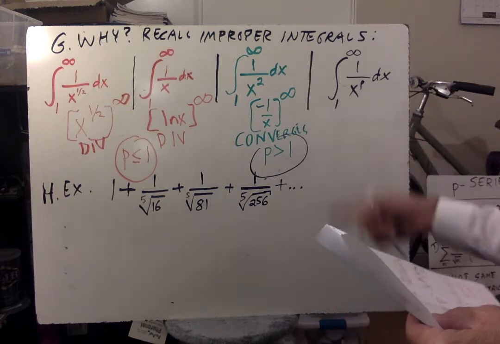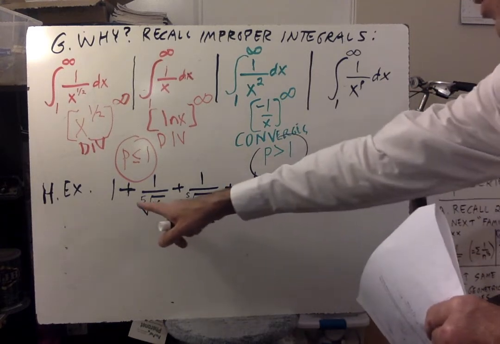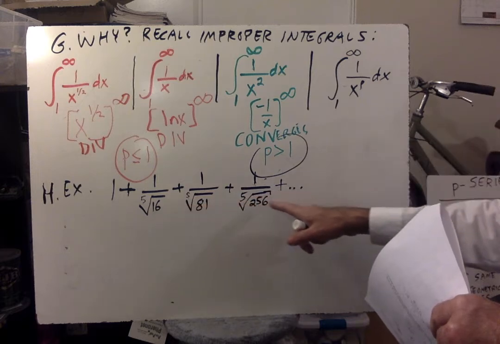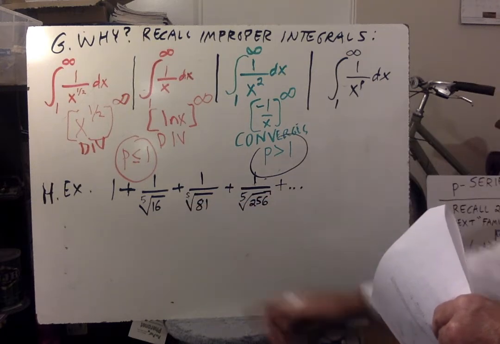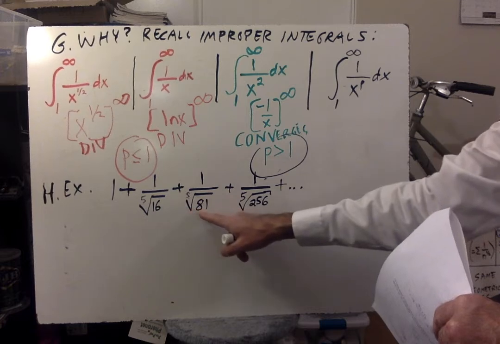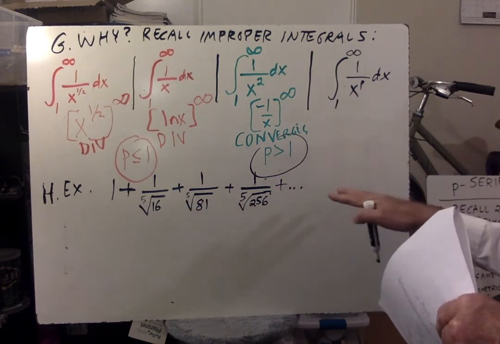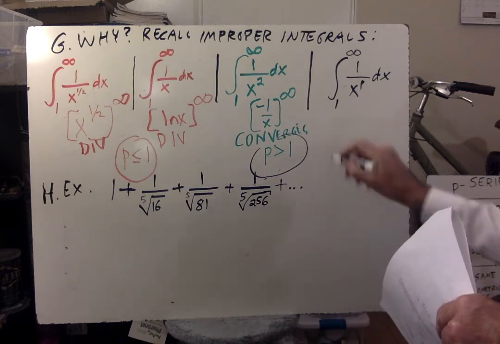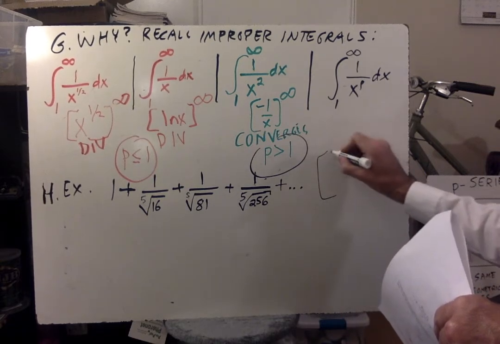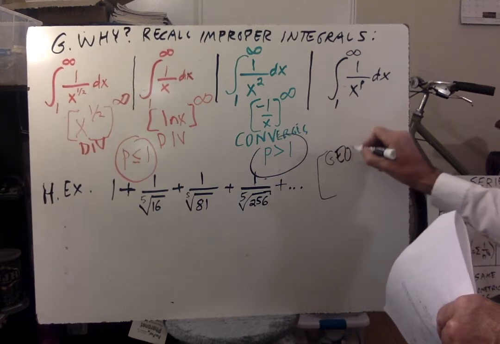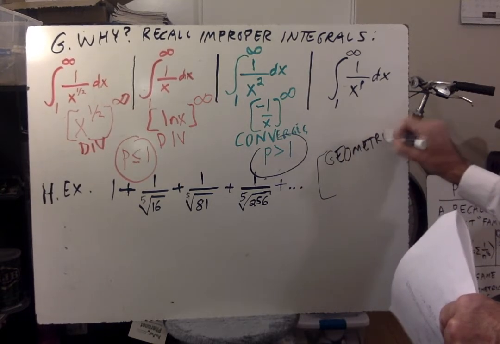We'll start going through the tests. First, does it pass the nth term test? Does it look like the terms are getting smaller and smaller and smaller? And yes, they definitely are. You're taking the fifth root of 16, then the fifth root of something bigger, and the fifth root of something even bigger. So the terms are shrinking to 0, it passes that test, so we need another test. So next you might look at it and say, well, is it a geometric series?